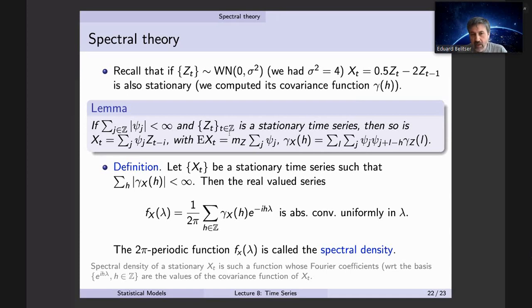One can prove that lemma, it's not easy, but let's just start with some stationary time series, not necessarily white noise, some arbitrary stationary time series, but it must be stationary. What are we going to do? We are going to transform that. And it's called a linear filter. That thing is called a linear filter.